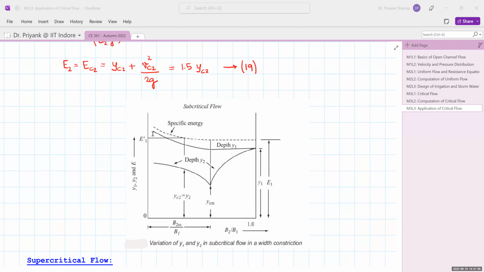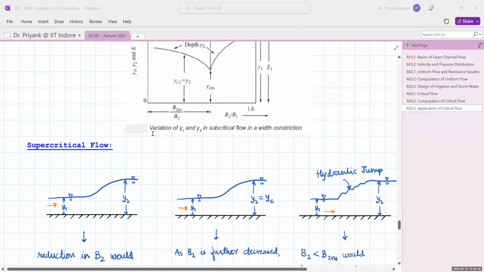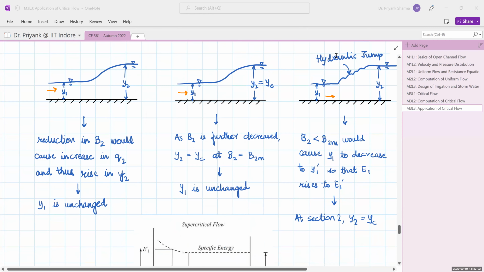Okay, so now let us move to the discussion on supercritical flow. In supercritical flow, when the approaching flow is supercritical, your depth Y1 will be less and depth Y2 will be more than that. So the reduction in width would cause an increase in Q2, and thus there will be a rise in Y2. However, Y1 would remain unchanged.